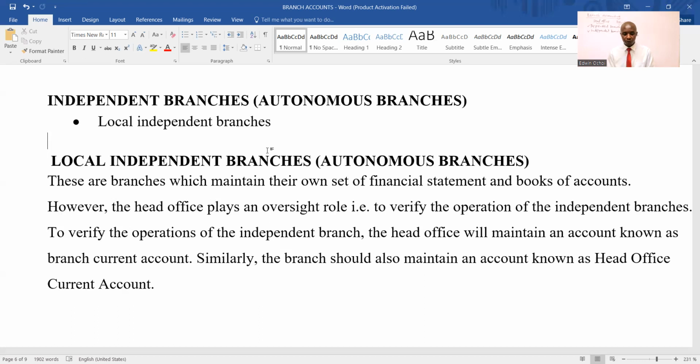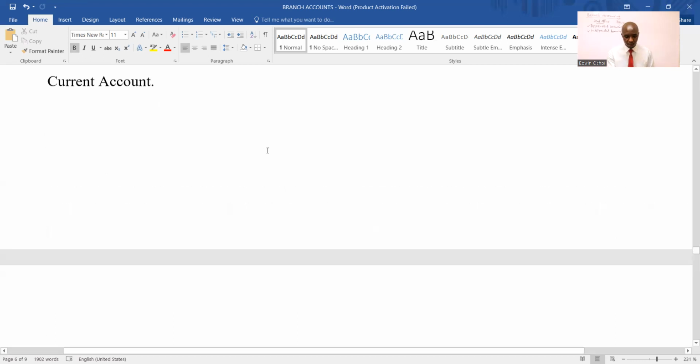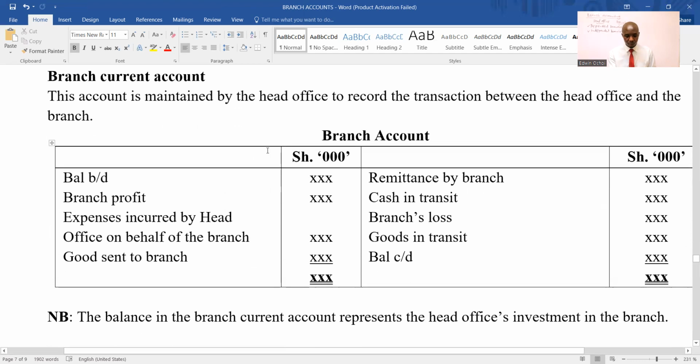So for the head office to oversee the operations of the branch, the head office will maintain the branch current account, then the branch will maintain the head office current account. These are the current accounts. What is debited: you can see profits, expenses incurred by the head office on behalf of the branch, goods sent to branch. What you credit is remittance by branch, cash in transit, branch loss, and goods in transit.